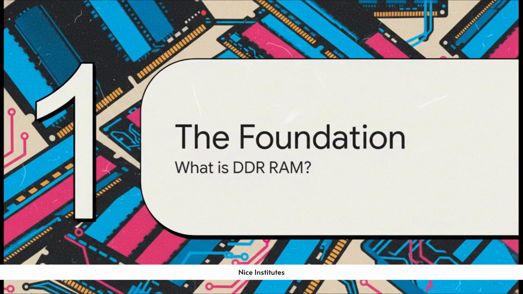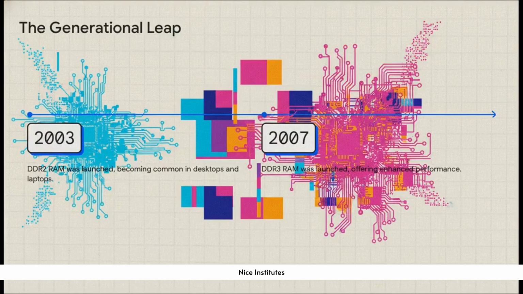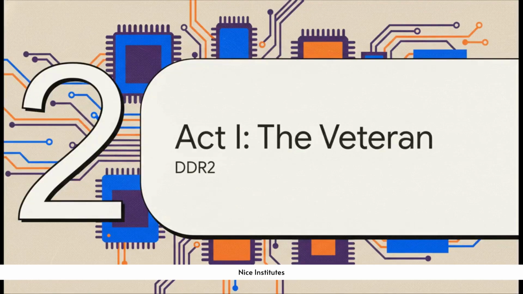So now that we've got that core concept down, let's take a look at how this awesome technology grew up and got way, way faster. And here's our timeline. DDR2 bursts onto the scene in 2003, setting a whole new standard. But just 4 years later, in 2007, its successor, DDR3, shows up and completely changes the game. That little 4-year gap, it was packed with some serious innovation. So let's start with our veteran, the tech that powered a whole generation of computers.